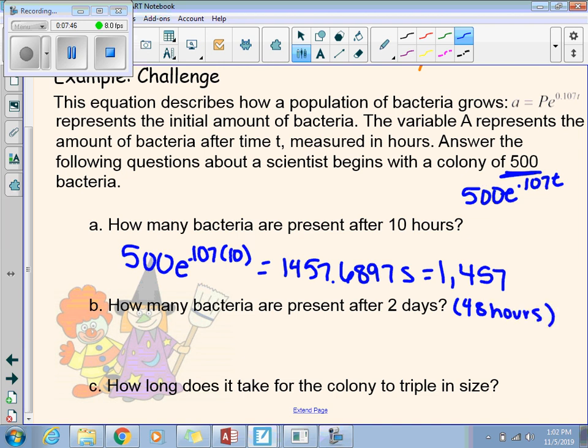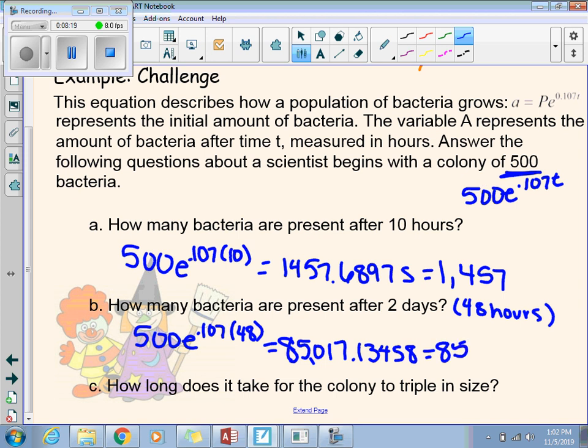Okay, and we're just going to put 48 into that equation. So 500 e to the 0.107 times 48. We're going to get 85017.58. Okay, so it's a really big number again. So we got 85,000 there. But again, we're going to round to the whole number. So that's 85,017.